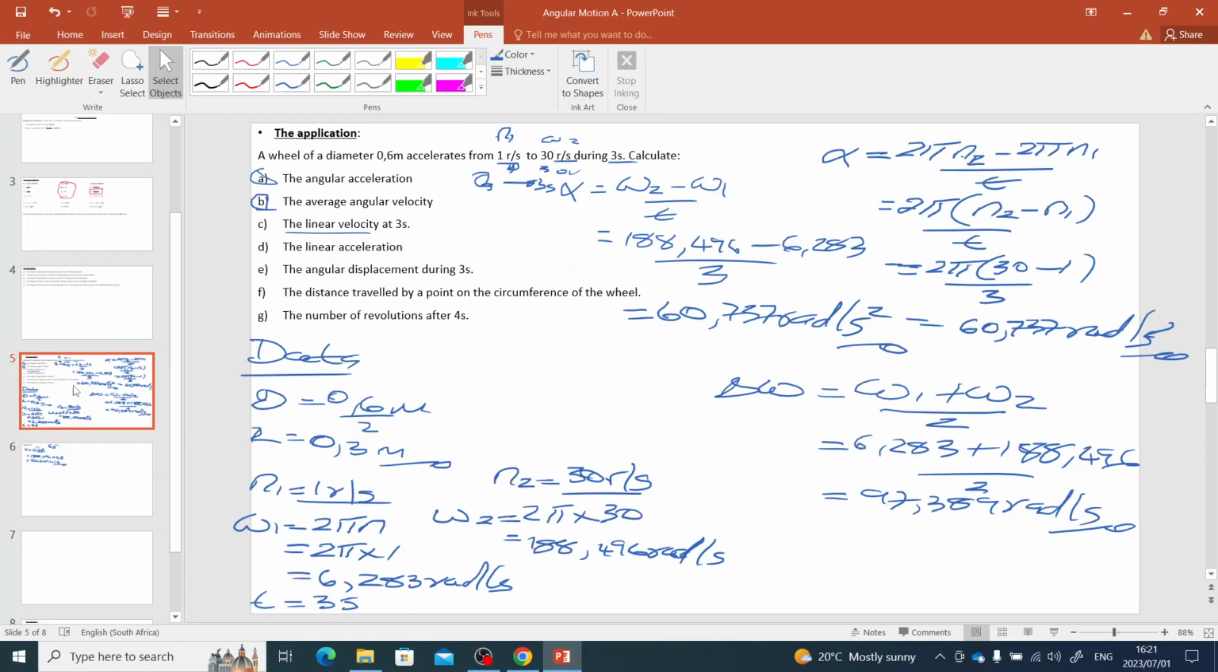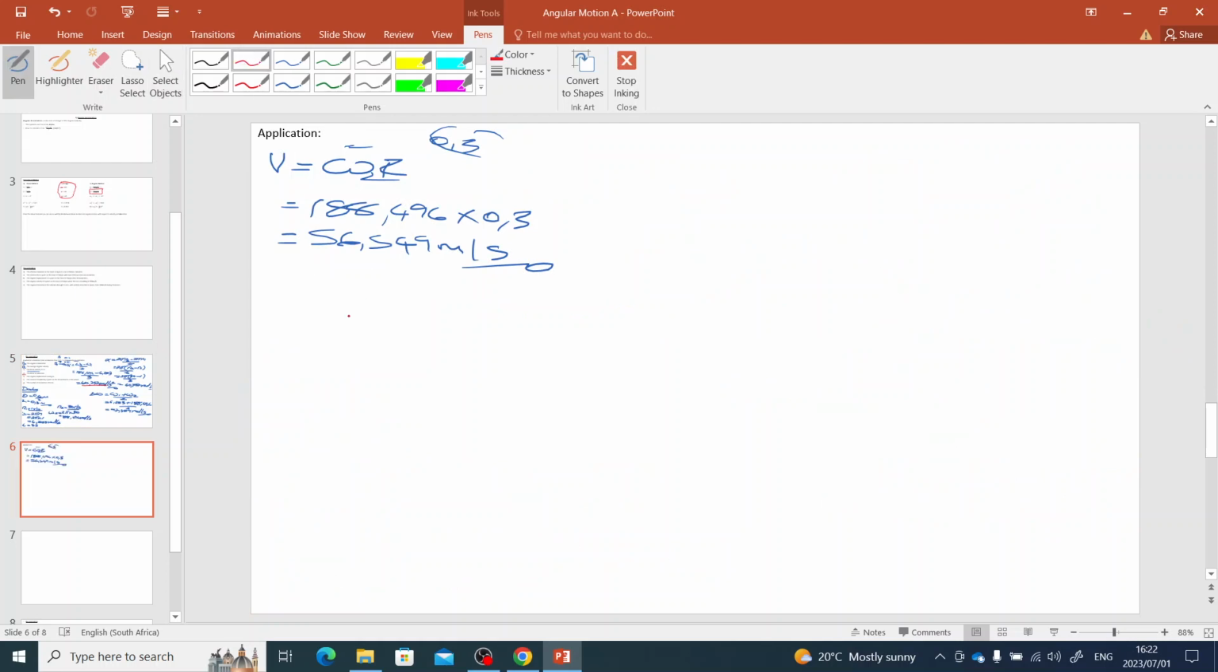Now, question number D, they want us to calculate the linear acceleration. They just said calculate linear acceleration. In calculating the linear, don't forget that we did calculate the angular acceleration. There it is. Now in calculating the linear, it is easy.